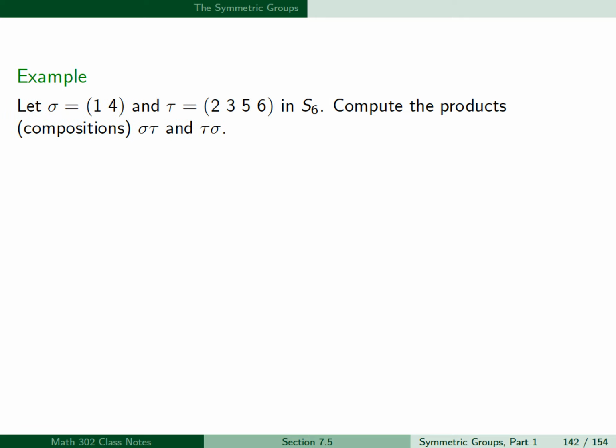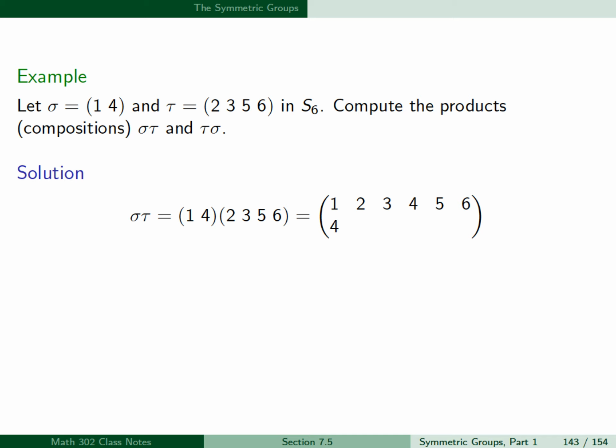For another example, let's let sigma be the 2 cycle, (1 4), and tau will be the 4 cycle, (2 3 5 6) in S6. And again, we want to compute the products or compositions, sigma tau and tau sigma. So sigma tau is (1 4)(2 3 5 6). And I'll set up my 2-row form.